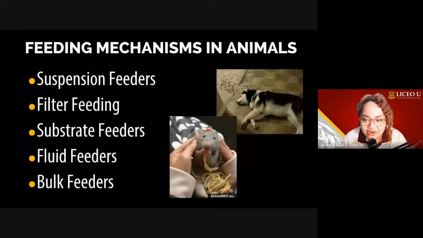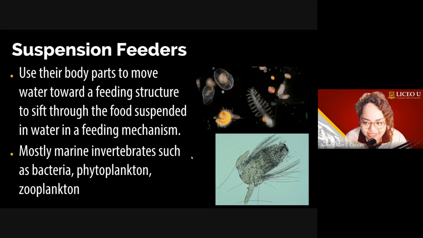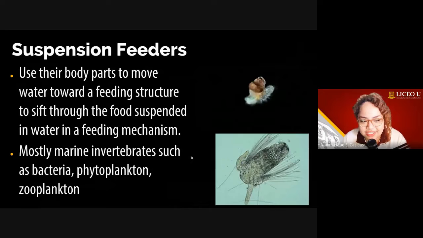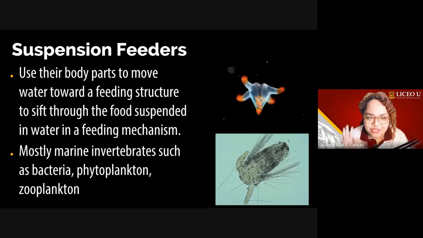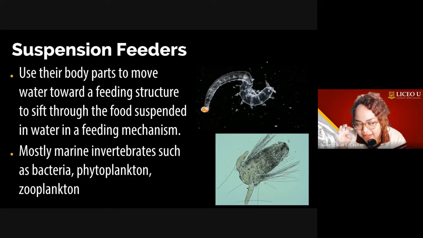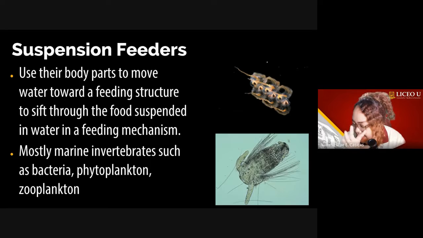All right, so there are multiple feeding mechanisms in animals. You have your suspension feeders, filter feeders, substrate feeders, fluid feeders, and bulk feeders. So we'll start with the suspension feeders. Suspension feeders, just like your bacteria, your phytoplanktons, and your zooplanktons, use their body parts to move water toward a feeding structure to sift through the food suspended in water. So it has a lot to do with water, or a fluid environment. That is why they're called suspension feeders.